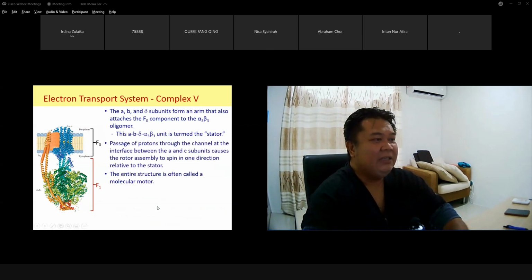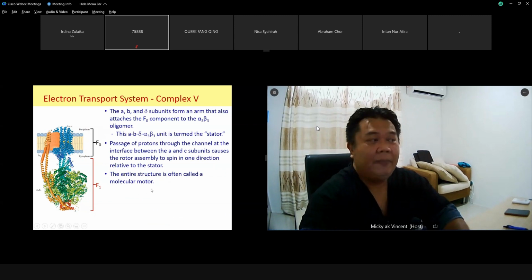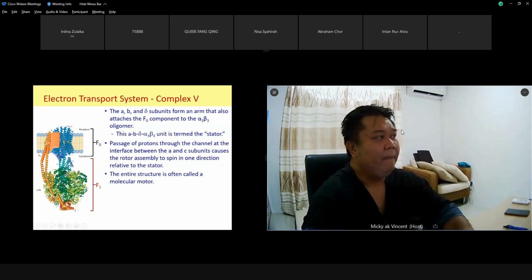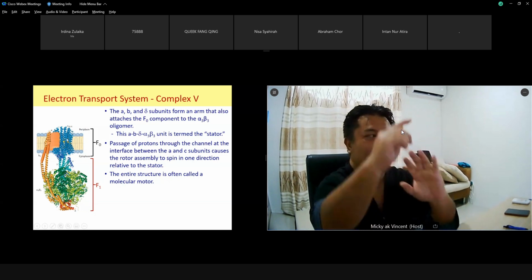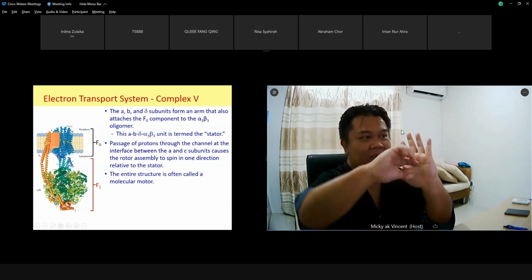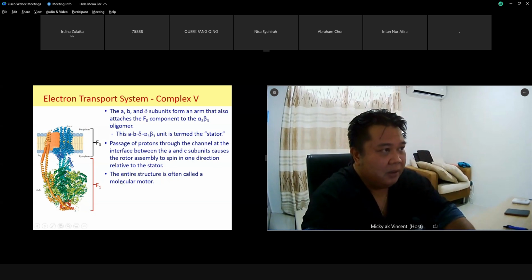Okay. So the entire structure is often called a molecular motor. Why? Because the blue ones, the C, the gamma and the epsilon, are always turning. Why does it turn? Because electrons come in here. Every time electrons come in, it turns once, comes in once, turns once, comes in once, turns once.